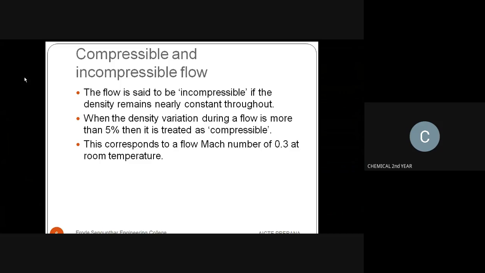So coming to the compressible and incompressible flow. The flow will be considered incompressible if the density remains almost constant throughout the particular system. If there is a density variation of more than 5%, that flow is treated as compressible flow. This normally corresponds to a flow with Mach number in the range of 0.3 at room temperature. Depending upon the density, we are classifying the flow of fluid as two types: compressible as well as incompressible.